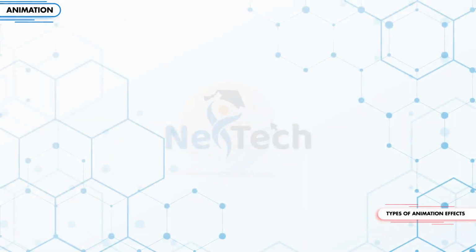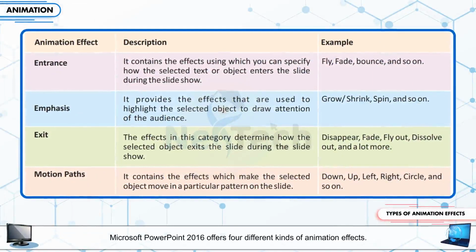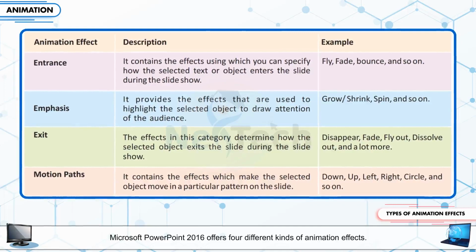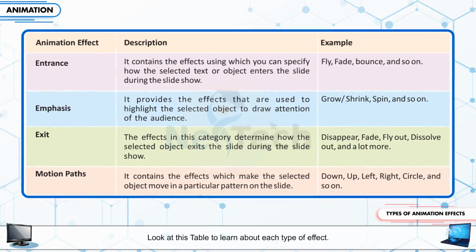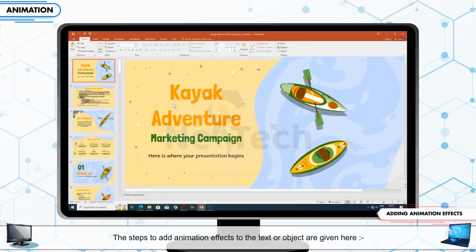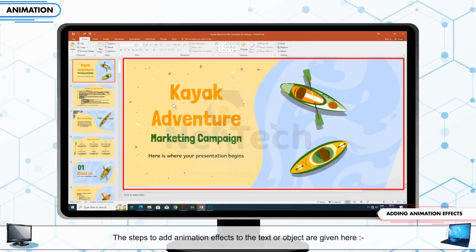Types of animation effects. Microsoft PowerPoint 2016 offers 4 different kinds of animation effects. Look at this table to learn about each type of effect. Adding animation effects. The steps to add animation effects to the text or object are given here.